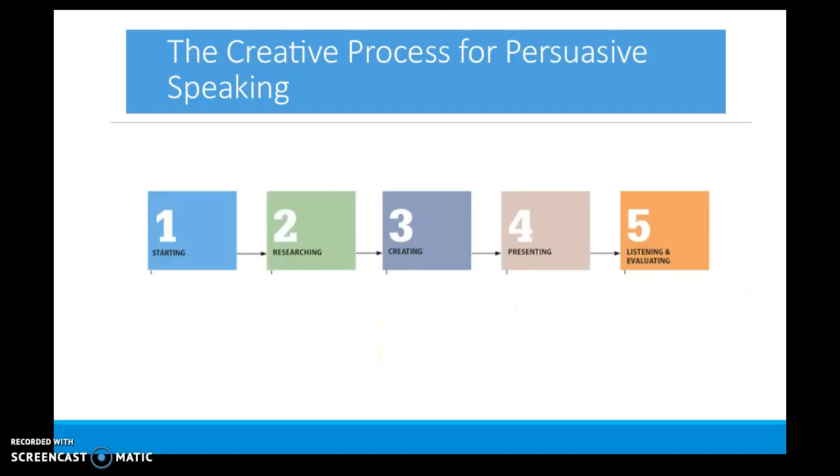So what is the creative process for persuasive speaking? Well, it is starting, obviously, researching, creating, presenting, listening, and evaluating. Remember, the process is not linear.